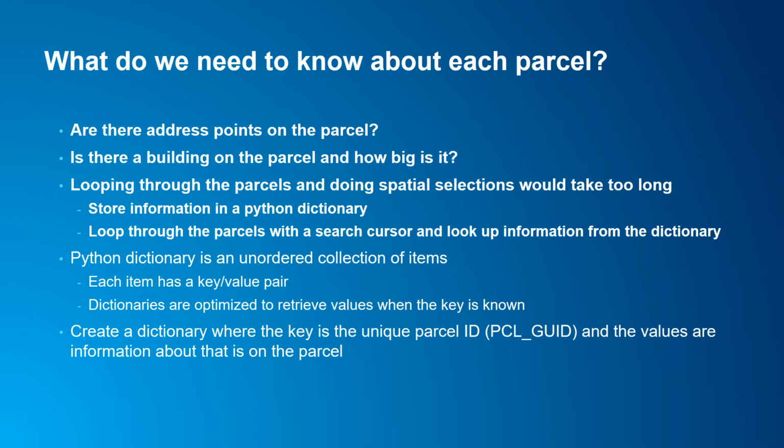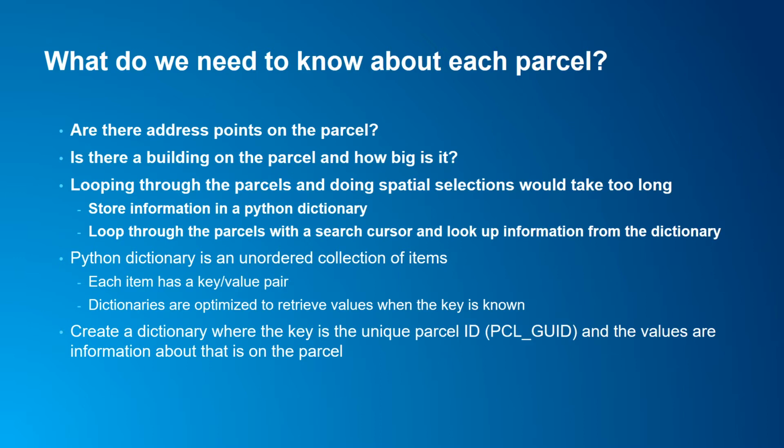So after our initial analysis, we knew the information we needed to know about each parcel to make an informed decision. The things we needed to know were, are there any address points on the parcel? Is there a building on the parcel? And how big is that building? So you could do this by looping through the parcels and doing some spatial analysis, but that would take way too long. So we decided to store the information in a Python dictionary, and then loop through the parcels with a search cursor and look up the information we needed from the dictionary.